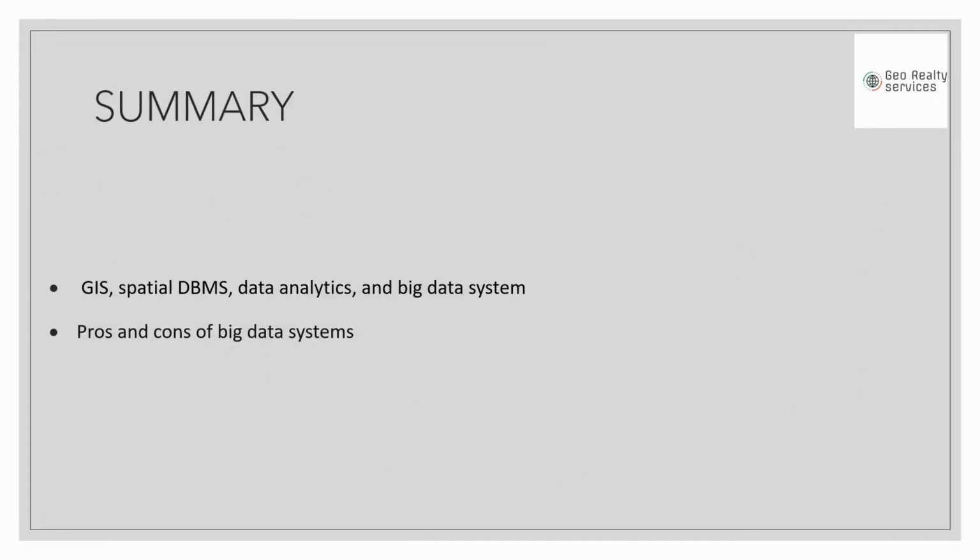So far, we have briefly reviewed the 4 different disciplines to understand in order to claim a role of spatial data scientists. There are GIS, spatial database management, data analytics, and big data system. It is obvious that each discipline has pros and cons, advantages and disadvantages, and they need each other. Throughout this course, you will learn each discipline from basic to advanced.